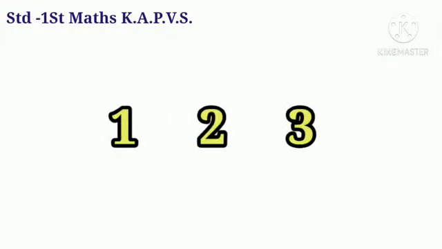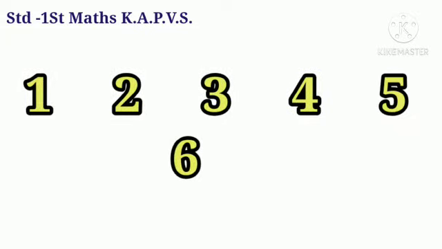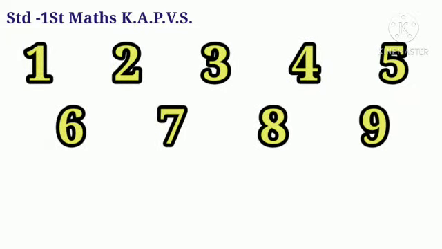1 to 9, each number has a unique sign. 0 has an oval ring, that is fine.